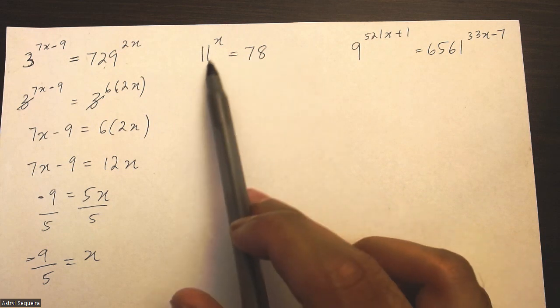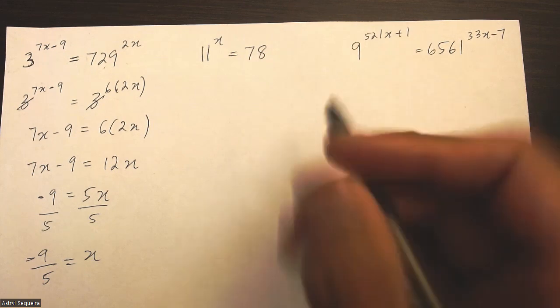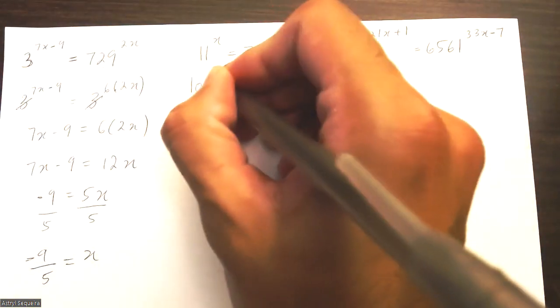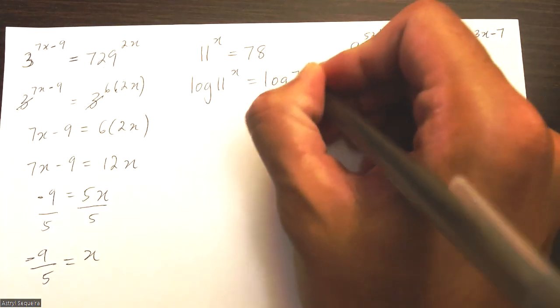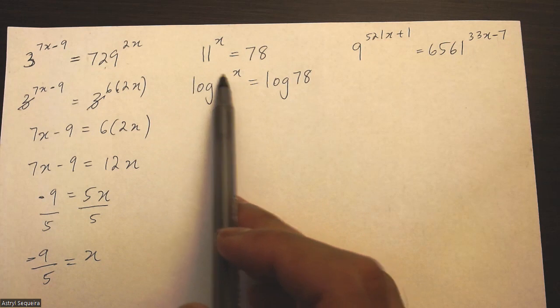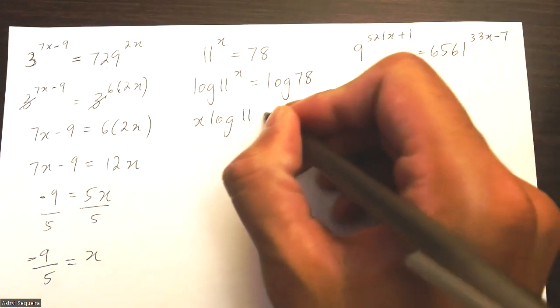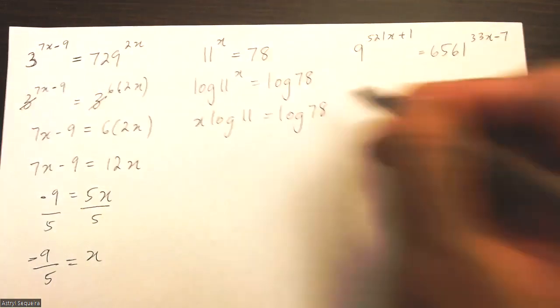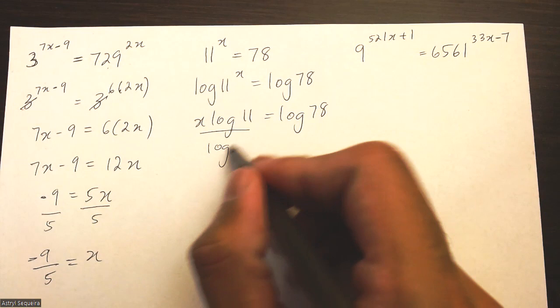So whenever you have a letter in the exponent, you can't make the bases the same. You're going to log both sides. So log 11 to the power of x equals log 78. Then you can just bring your exponent down using your rules of logs. x log 11 equals log 78. Then you want to divide both sides by log 11.